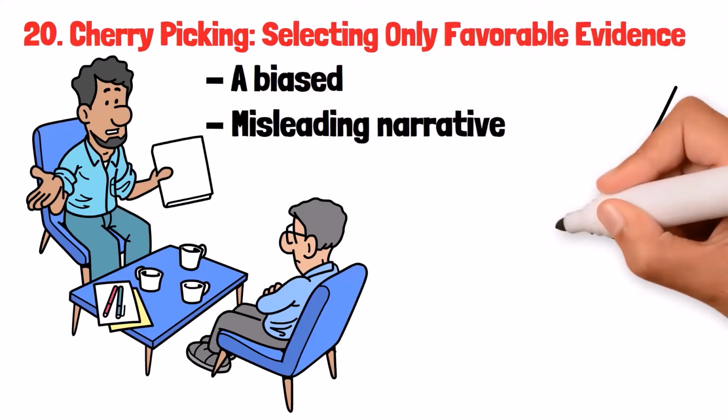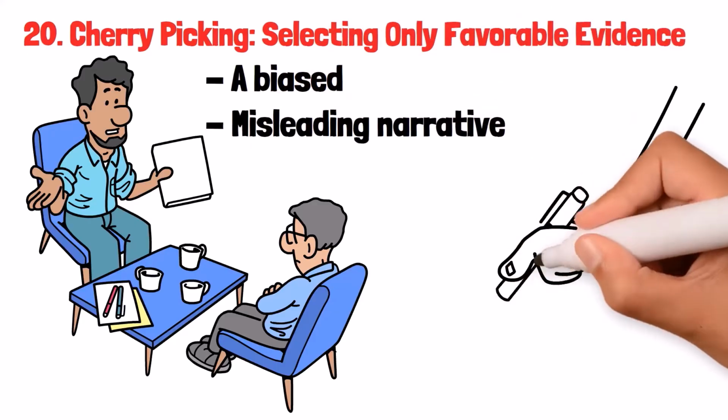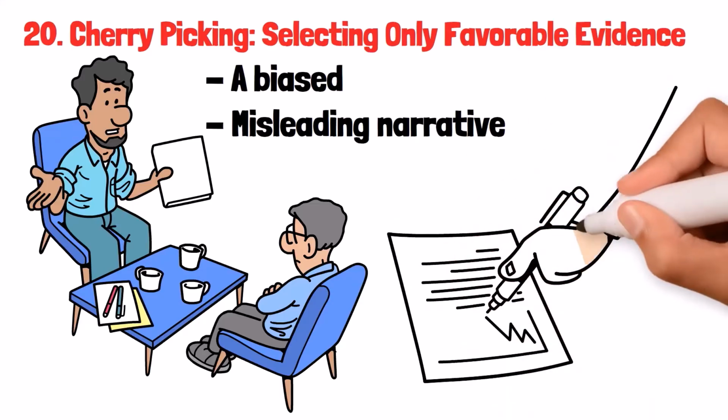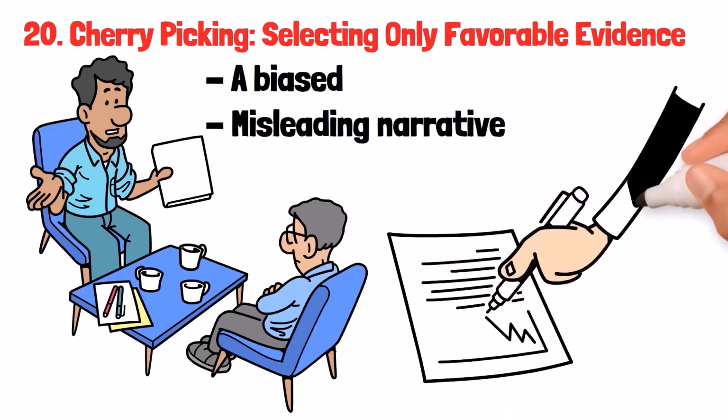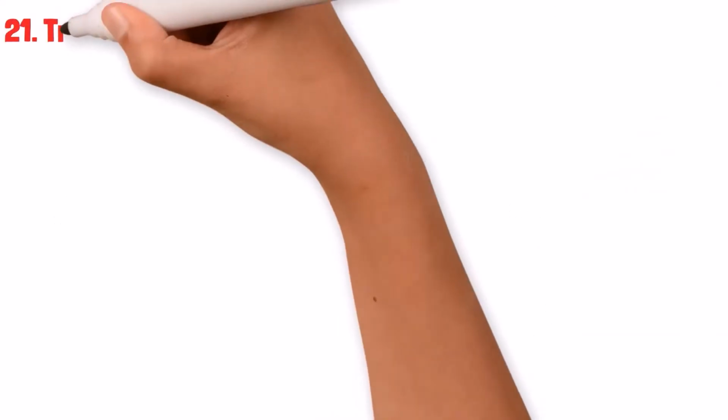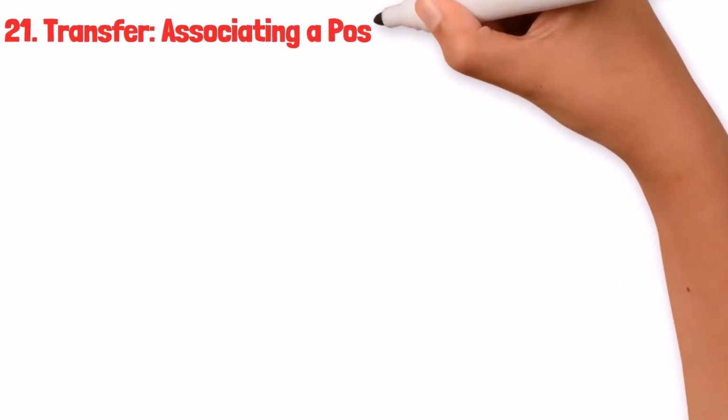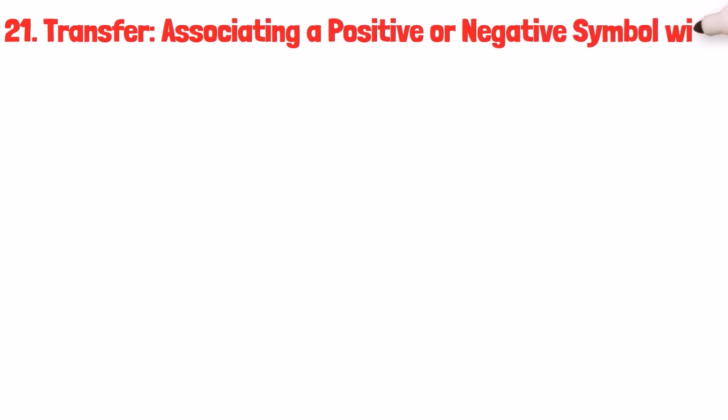For example, a report might highlight only the positive outcomes of a policy while omitting any negative consequences, giving a distorted view of the policy's effectiveness. 21. Transfer, associating a positive or negative symbol with a product or idea.